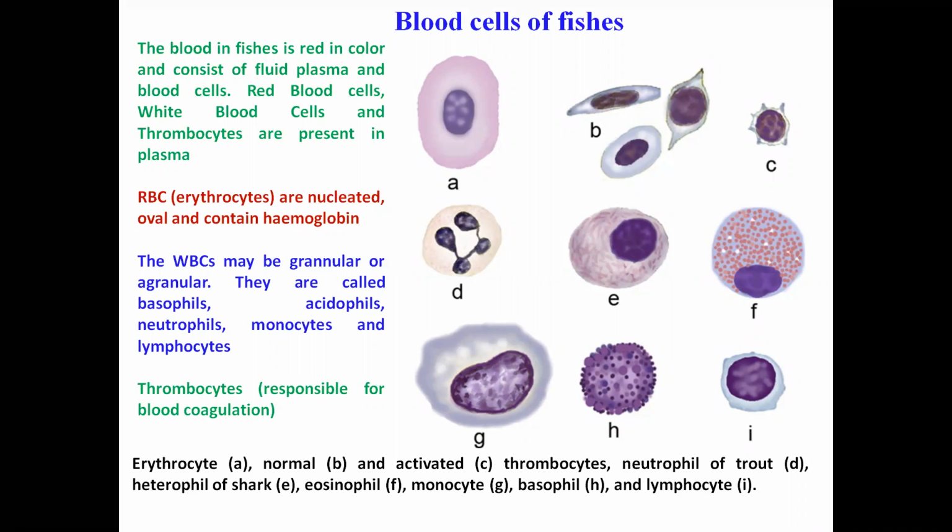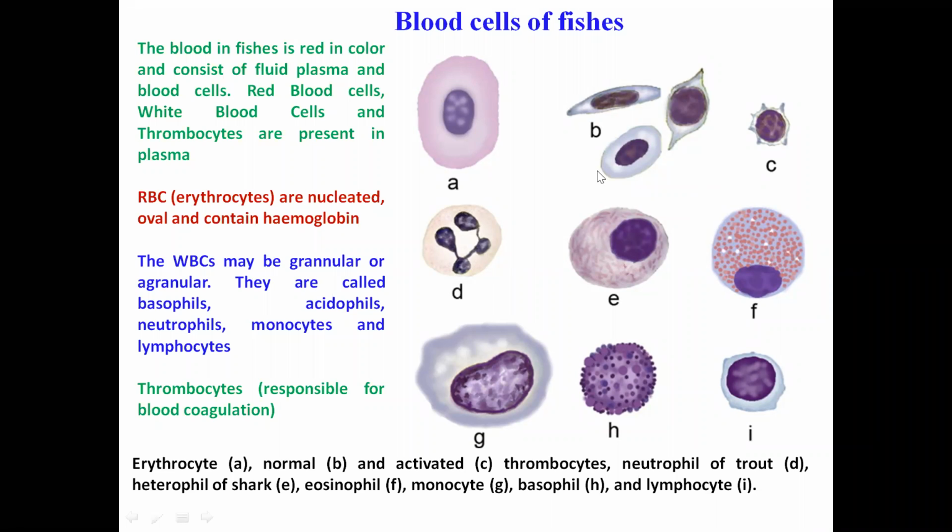So the blood in the fishes is red in color and it consists of fluid plasma and blood cells. If I'm talking about the blood cells, it has red blood cells, white blood cells, and thrombocytes are also present. The very peculiar character about the RBC in fishes is that the RBCs are nucleated. Otherwise, in other vertebrates, the mature red blood cells are enucleated, meaning they lack the nucleus. When they mature, the nucleus simply degenerates. But in the case of fishes, the mature RBC has a well-developed nucleus.